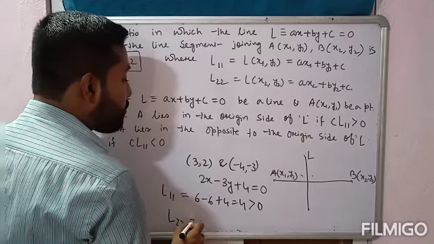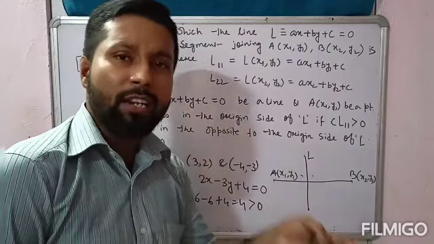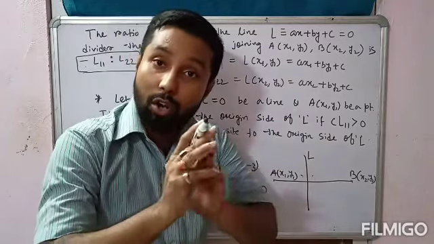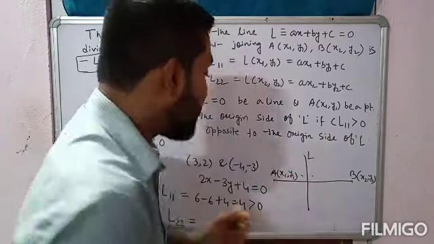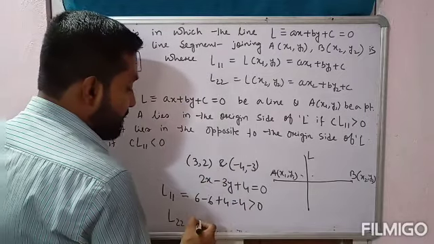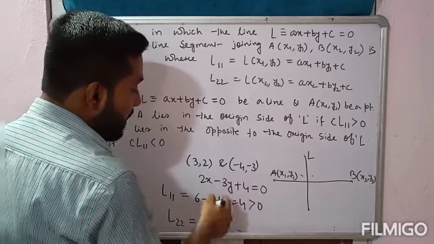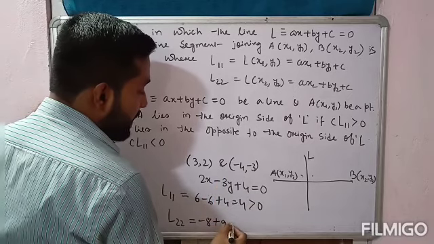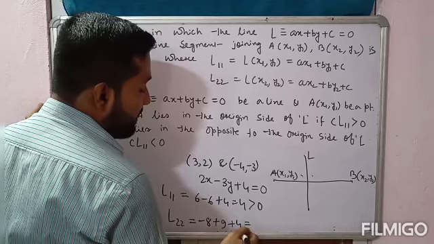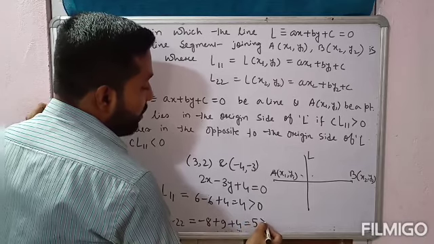Similarly, let us check L22. Look, the value can be different, but the sign should be the same. I am talking about sign, not value. Okay, let me check the value of L22 now. 2 into minus 4, that is minus 8, plus 9, plus 4. So 9 plus 4, 13 minus 8, that is 5. This is always greater than 0.